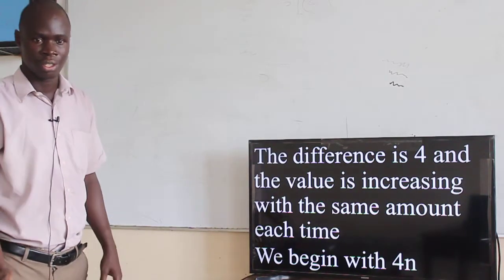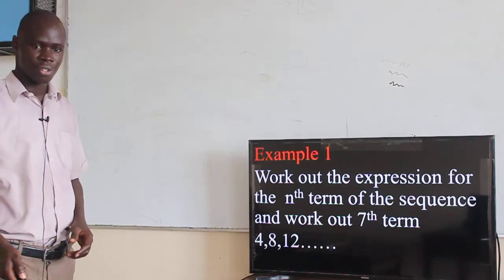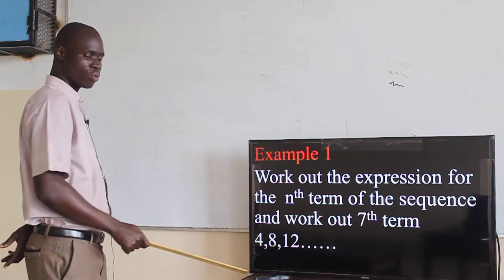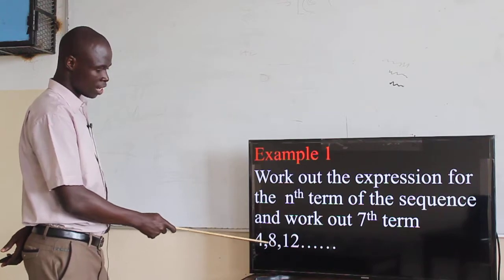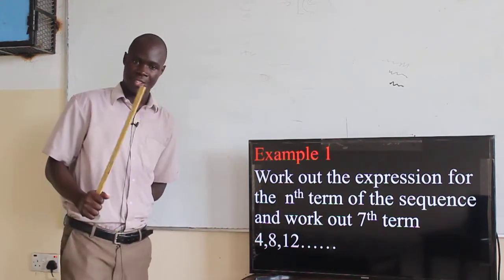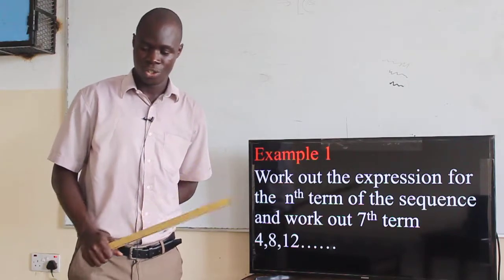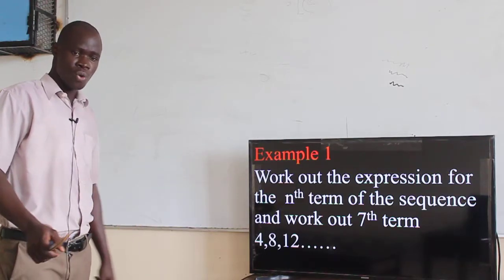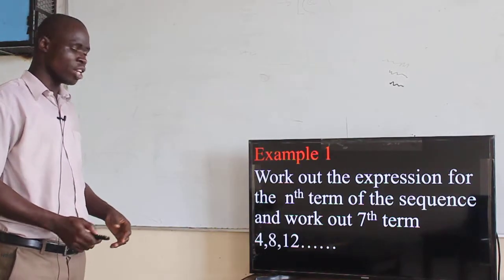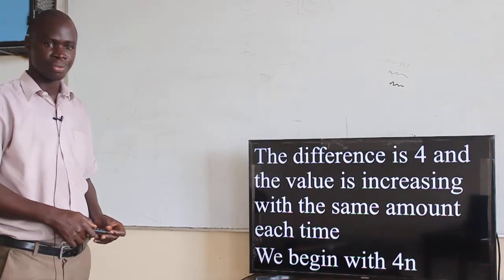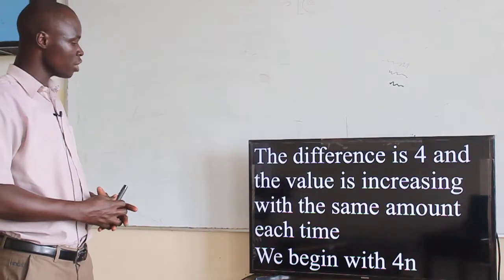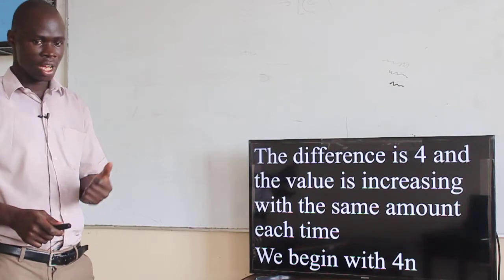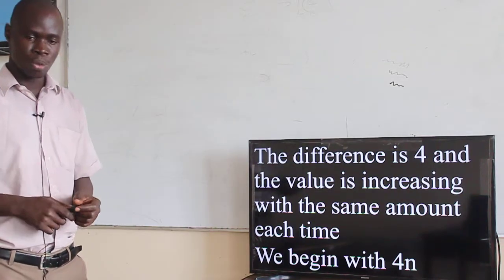Now, when we look at the difference, you take the second one minus the first one. 8 minus 4 will be 4. 12 minus 8 will be 4. You find that each time is an increase. It's an increase of 4. Such that when we are calculating, we begin with the difference, which is 4. And this is an increase. And since it's increasing, then our value becomes positive. The value we are going to attach to n is going to be positive.